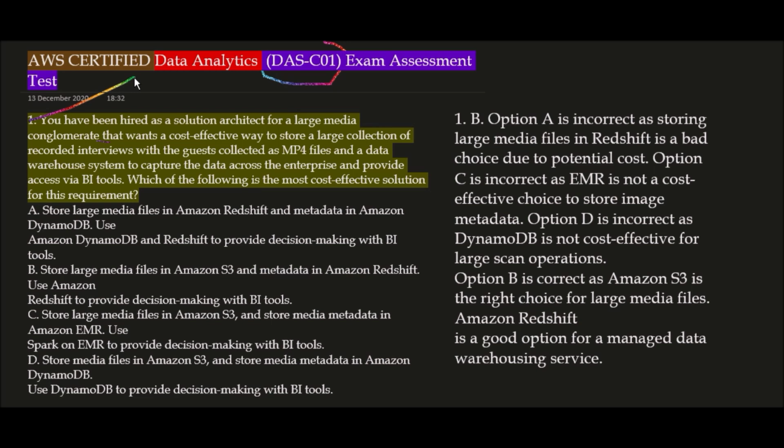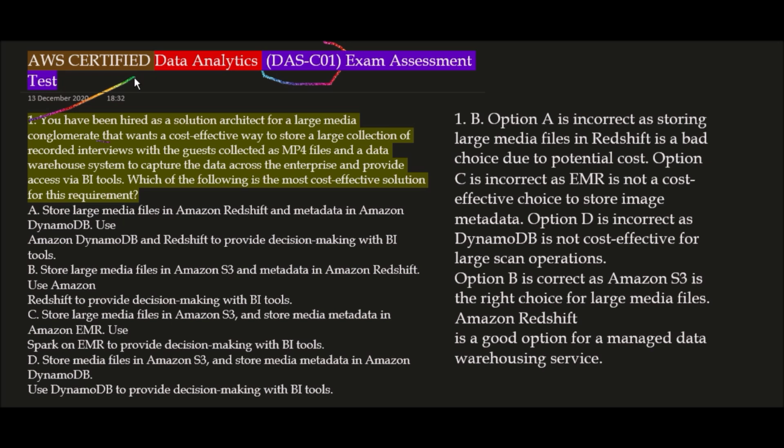Option B. Store large media files in Amazon S3 and metadata in Amazon Redshift, and use Amazon Redshift to provide decision-making with BI tools. Option C. Store large media files in Amazon S3 and store media metadata in Amazon EMR. Use Spark on EMR to provide decision-making with BI tools. Option D. Store media files in Amazon S3 and media metadata in Amazon DynamoDB. And use DynamoDB to provide decision-making with BI tools.